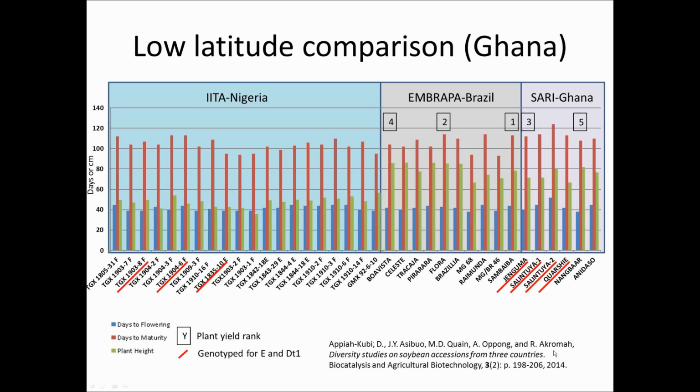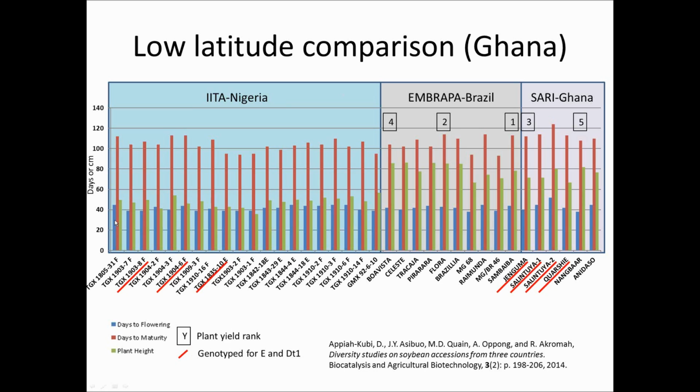Dr. Akrama, I was hoping would be on today, but I don't see him on the list. So this is data from his group where really they did an experiment to look at genotypic diversity on 36 soybean accessions from 3 countries. And I've taken from their supplemental data to make this figure so that the 36 lines are represented on this axis. They come from IITA in Nigeria, Embrapa in Brazil, and the SARI station in Ghana.